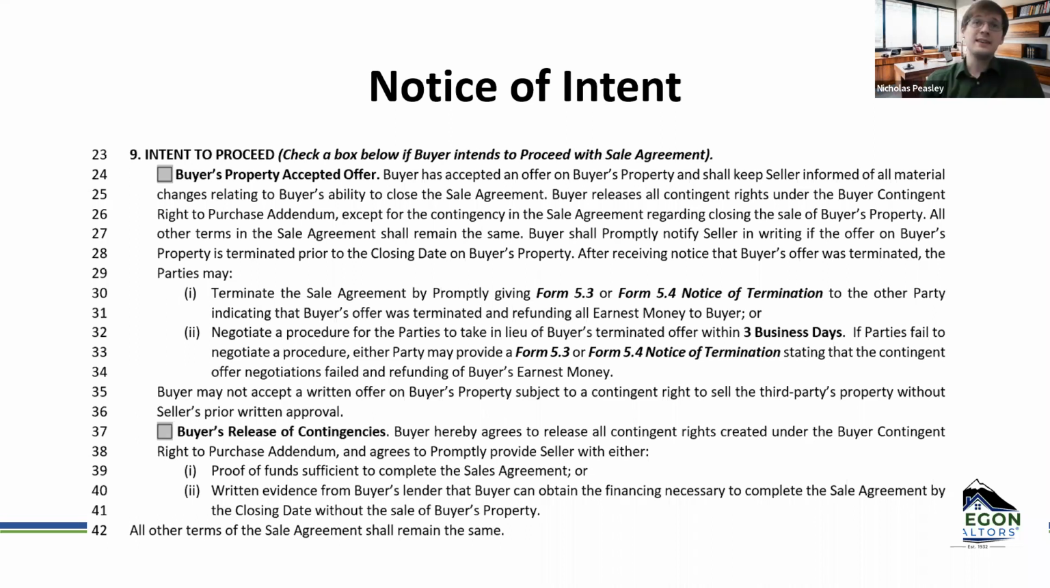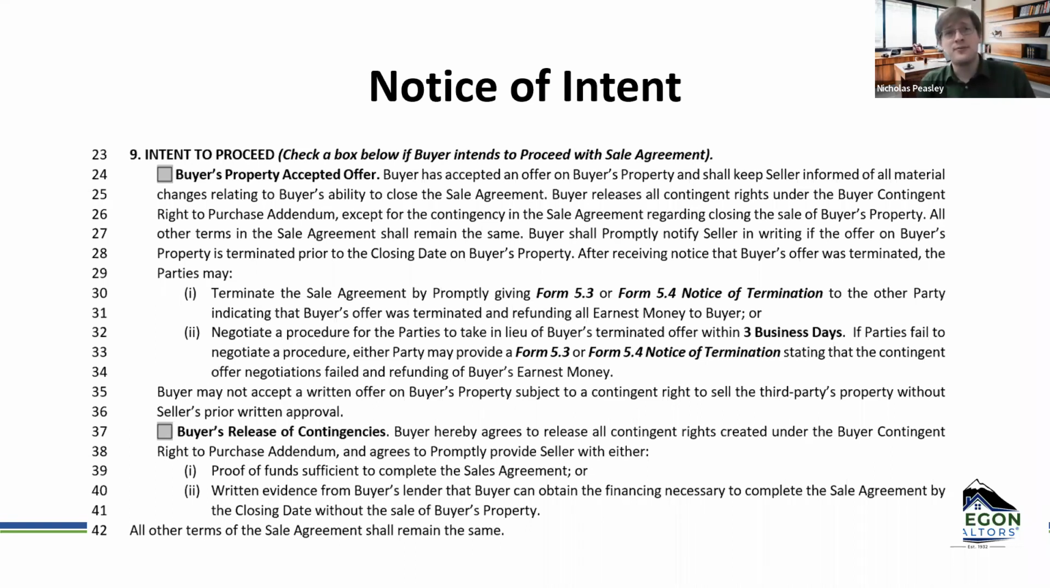So if the buyer has a contingent right, they find an offer, it's successful, and the buyer is going to sell that house, they love it, it's wonderful. The buyer checks this box, they release their contingent right to purchase because the buyer has got a buyer, and that's going to be wonderful. And then the buyer's buyer fails. The buyer has to tell the seller, and now the parties can determine what they're going to do. They can either terminate or they can try and figure it out.